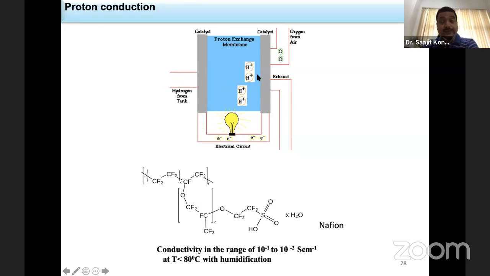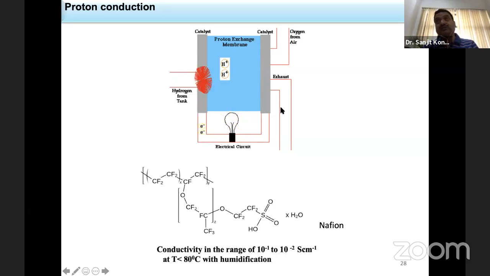molecule. Do not forget, this membrane has to be conductive to H plus. It should not be conductive to electron. It should be stable in water, and it should not also conduct water. So these are the design strategy of any fuel cell membrane.